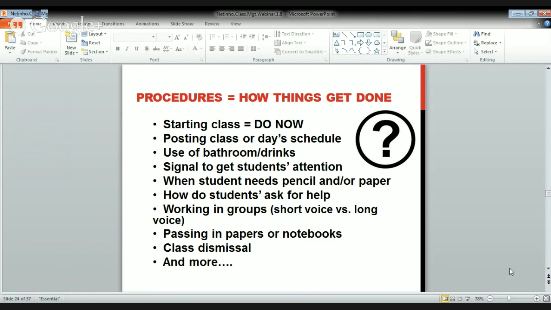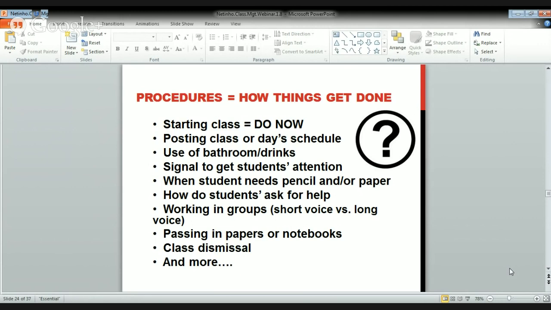The do now allows students to settle in and get started to work immediately. It allows you, the teacher, time to gather your materials and to take attendance. In other words, you kind of settle in. The do now should be quickly checked together. Remember, it is a review. The whole do now activity should be no more than the first 10, 15 minutes of class. Then the instructional lesson for your day begins.